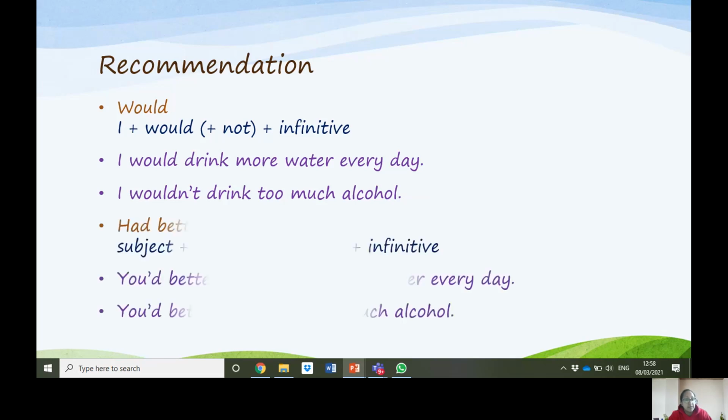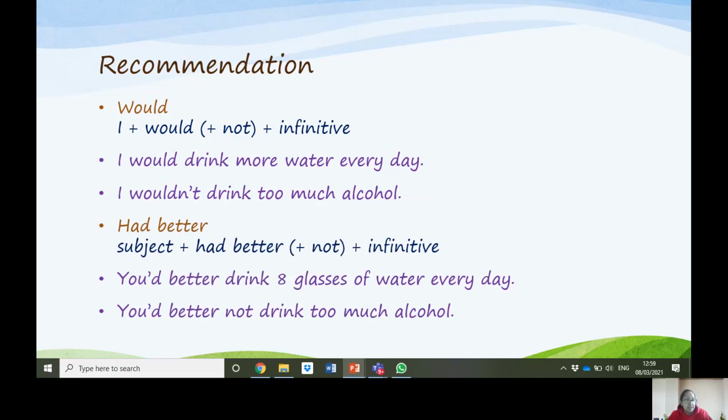Had better is similar. You had better drink 8 glasses of water every day. You had better not drink too much alcohol. Notice would not, again, can be contracted to wouldn't, but had better not is not contracted here. We can contract the had with the subject, like you'd.